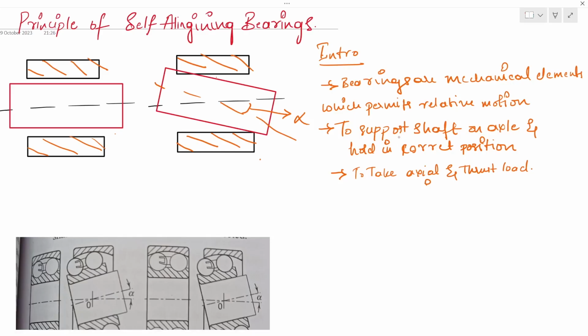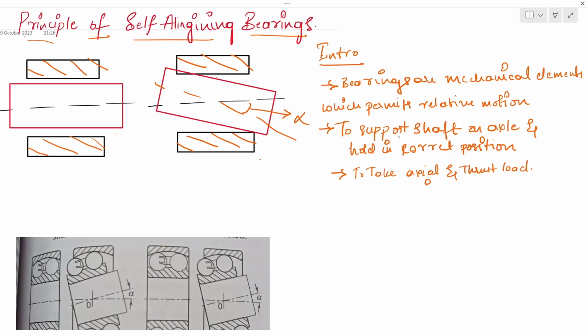Hello and welcome back. In today's video, we'll be talking about the basic principle of self-aligning rolling contact bearings. Before we get into the details of the self-aligning rolling contact bearings, let me give a brief introduction to bearings and why they are used.